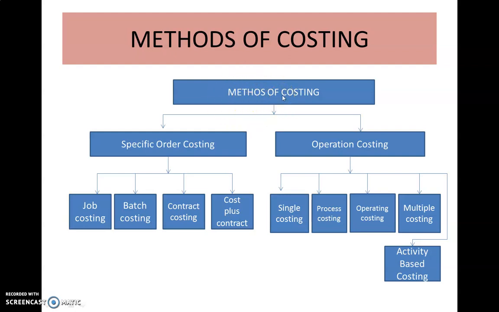Methods of costing can be broadly classified into two. One is specific order costing, the other one is called operation costing. Specific order costing can further be classified into job costing, batch costing, contract costing, and cost plus contract. Operation costing can be classified into single costing, process costing, operating costing, multiple costing and activity based costing. We will discuss them one by one.